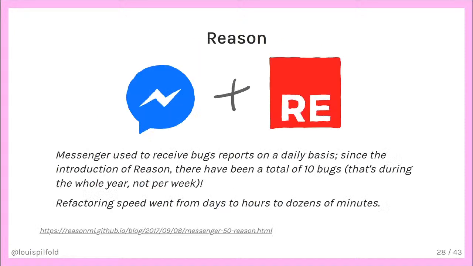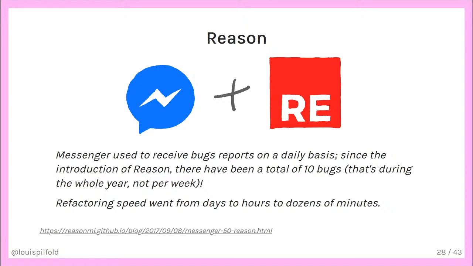So Messenger is Facebook's web chat program. It has 1.3 billion monthly users. Back in 2016, they started converting the web client from JavaScript to a dialect of OCaml called Reason. And a year later, 50% of their code was written in Reason, and they had this to say.